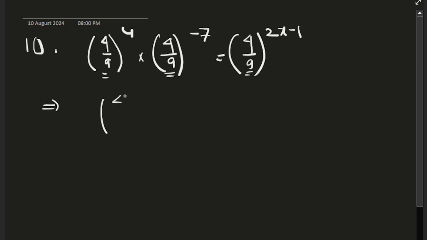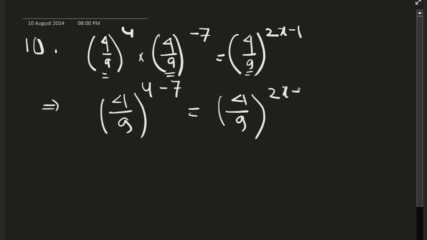Adding the powers means (4/9) to the power of 4 minus 7. On the right side we have (4/9) to the power of 2x minus 1. Now, in an equation, when the bases are the same, the powers should be equal. Without the powers being equal, both sides cannot be the same. So on the left side the power is 4 minus 7, and on the right side the power is 2x minus 1.